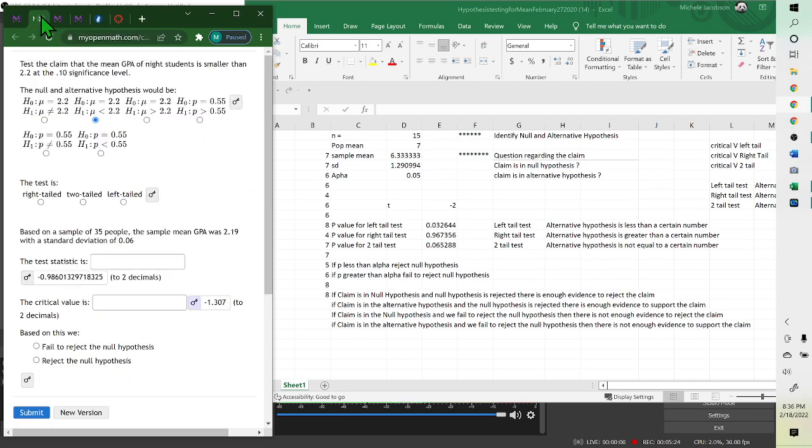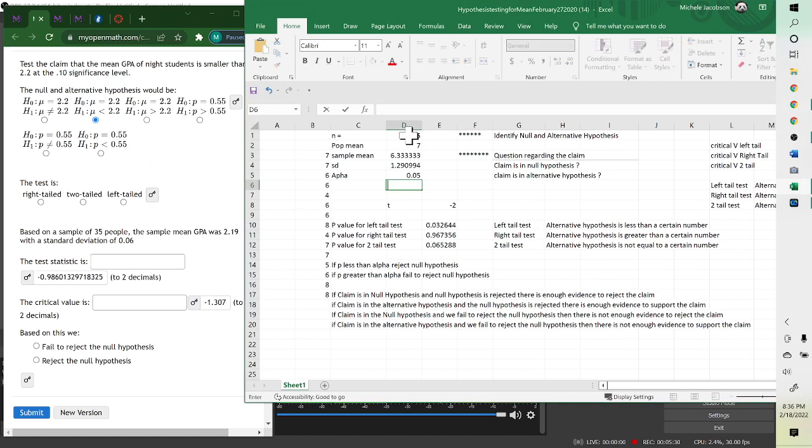The last one, let me delete these again. Test the claim that the mean GPA of night is smaller than 2.2, which means we'd be testing less than. So that would be this one.